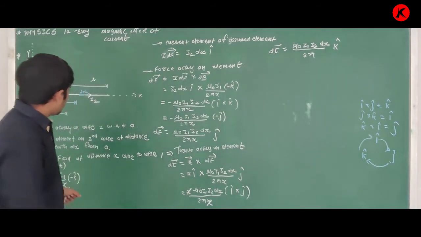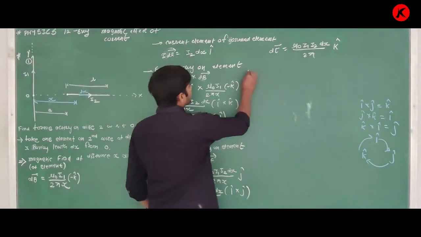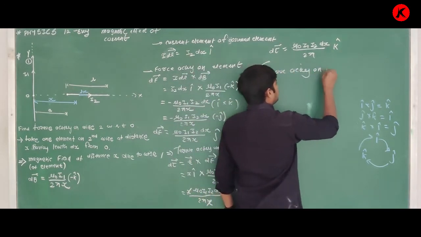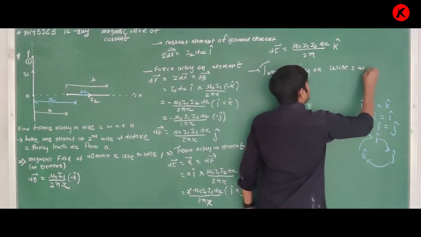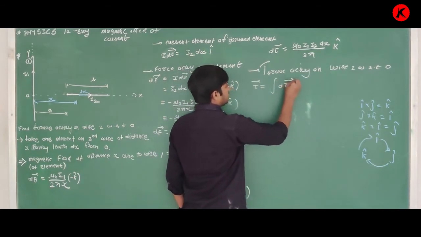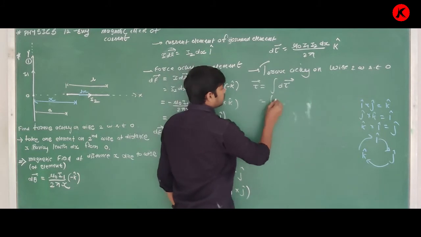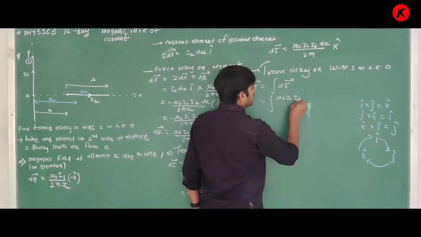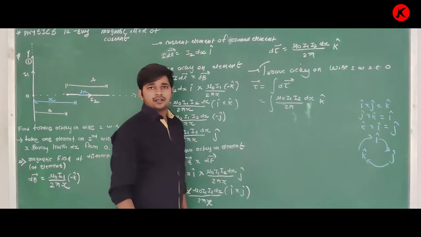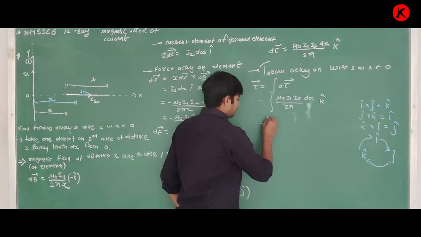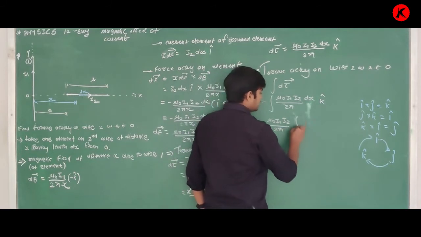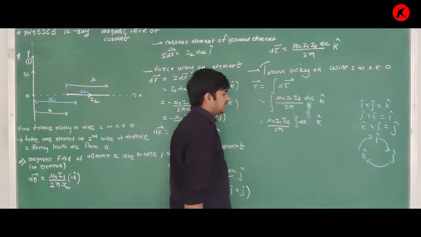Now this is the torque acting on only one element. To find the torque acting on the whole wire, I have to find the torque acting on wire 2 with respect to point O. So tau is equal to the integration of d tau, which is the integration of mu 0 I1 I2 dx upon 2 pi, k caret. Here mu 0, I1, I2 and 2 pi are constants, so the integration is of dx, and the direction is k caret.